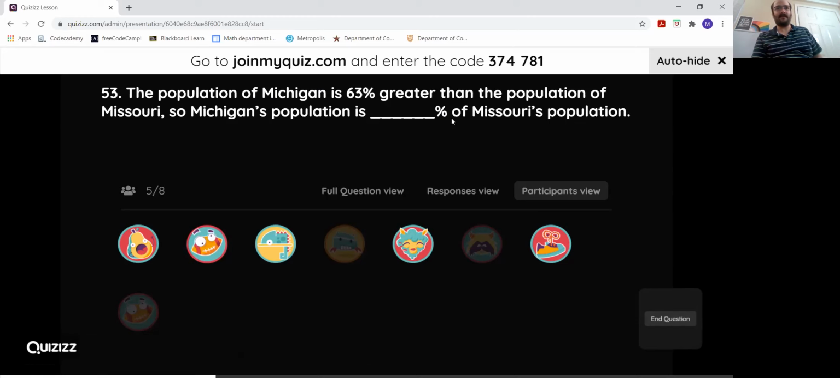We're talking about the whole thing, and then we're going to add 63 more to it. So how do we say the whole thing in percentage wise? And then you add 63 to it.